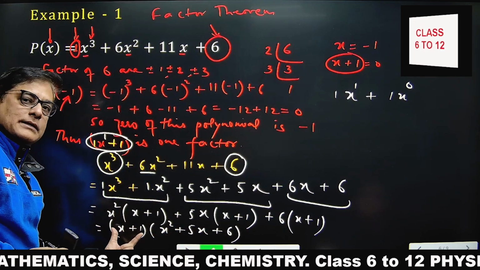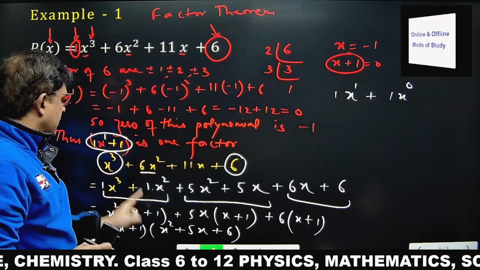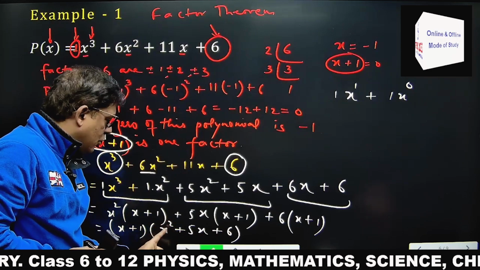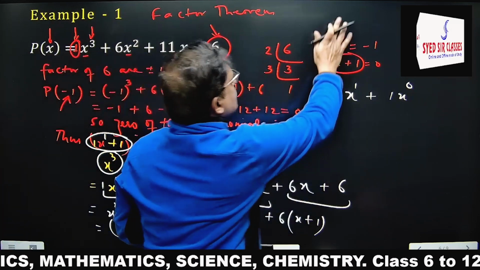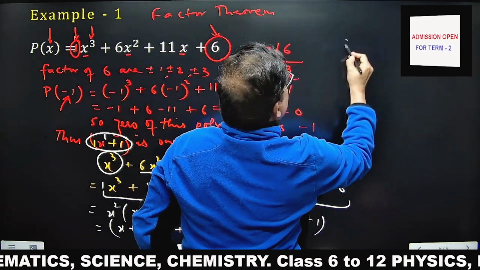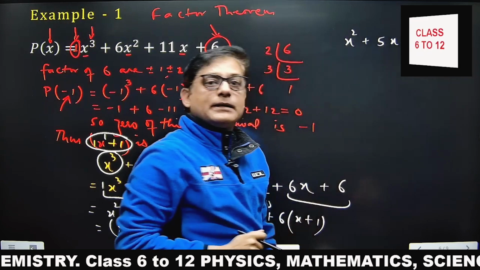I have already got that x plus 1. Already I have got x plus 1. This quadratic polynomial will give me the other 2. How to get these other 2? Now factorize x square plus 5x plus 6 on the basis of splitting the middle term here.